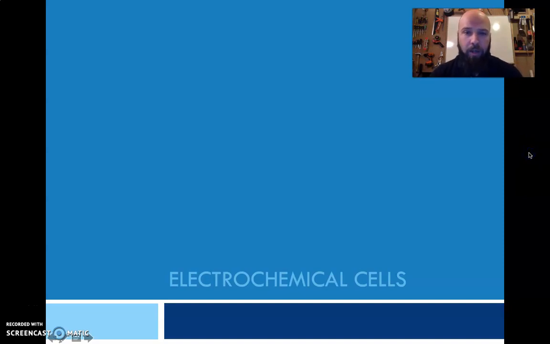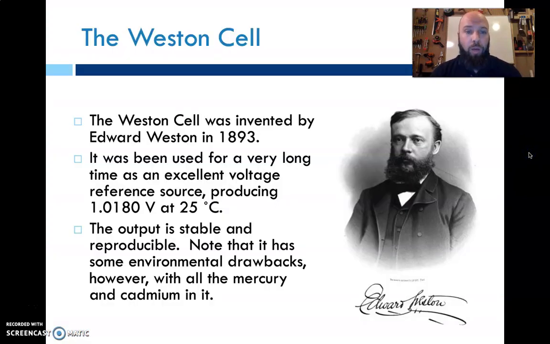Electrochemical cells. Let's start with a little history lesson. The Weston cell was invented by Edward Weston in 1893, and it was being used for a very long time as an excellent voltage reference source because it consistently produced 1.0180 volts at 25 degrees Celsius. The output was stable and reproducible. There were some environmental drawbacks due to the use of mercury and cadmium in this cell.